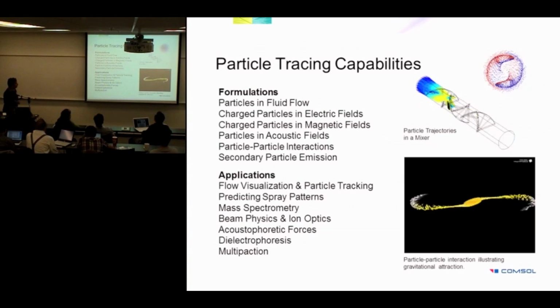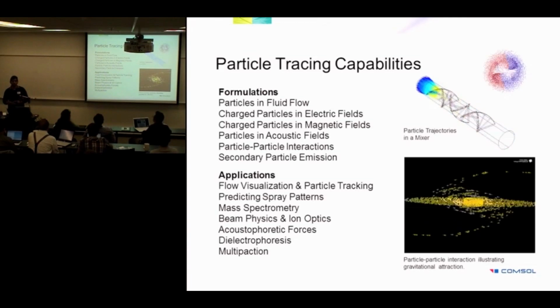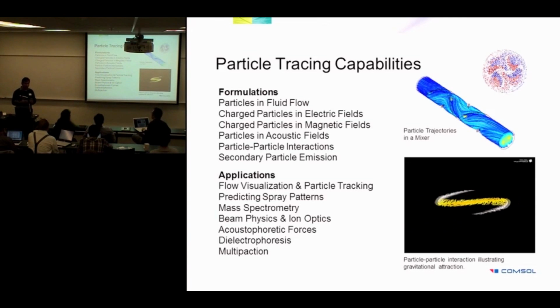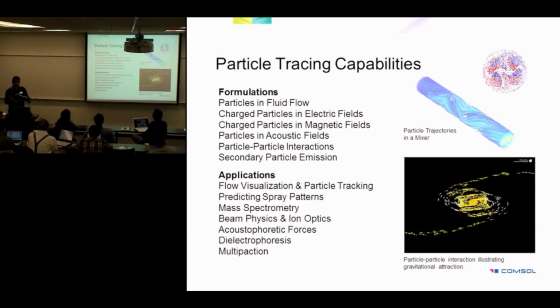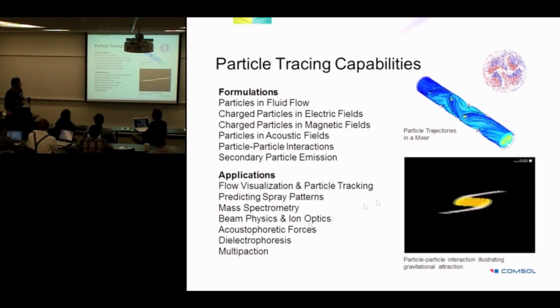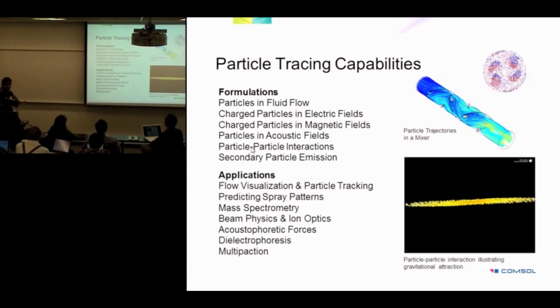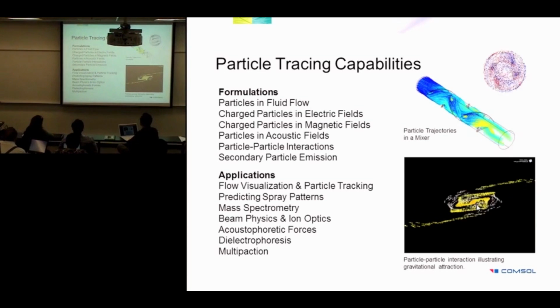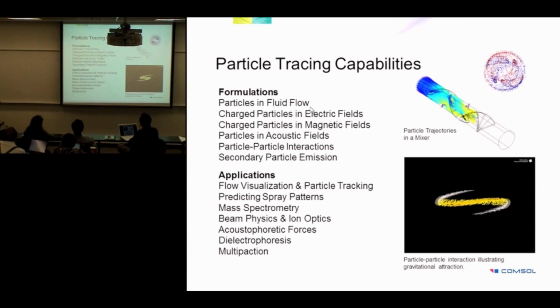And then, of course, you can combine in any microfluidic channel. You are more interested sometimes to see how the mixing is going on, how the particles get captured in electric or magnetic fields. Then you can add particle tracing capabilities towards your microfluidics module. And within particle tracing module, what you find is you could add particles to the fluid flow, particles in electric field, magnetic field, acoustic field. You can also have a particle-particle interaction, as in this example. We have a gravitational attraction between 2 particles. You could have secondary particle emission. These are the few formulations which you get within particle tracing module.